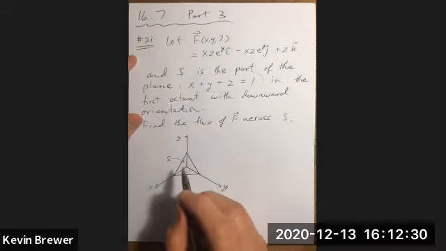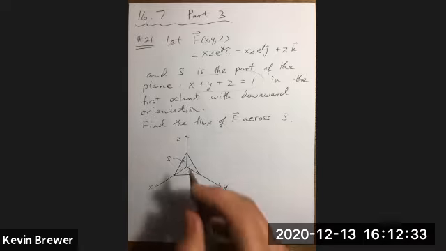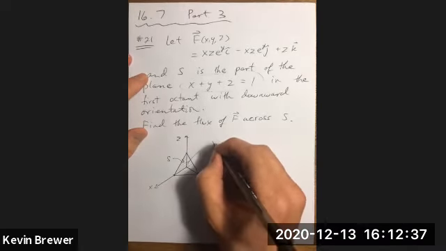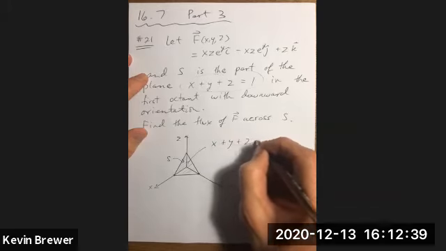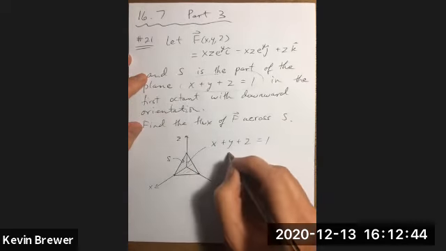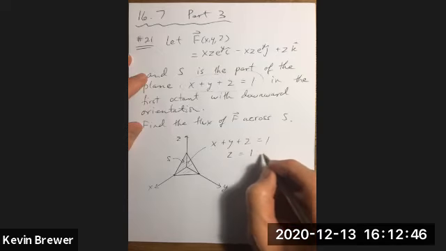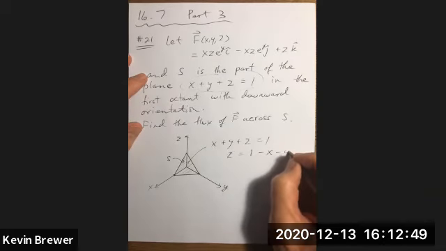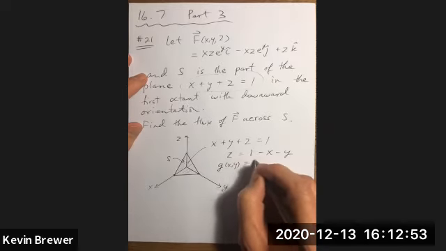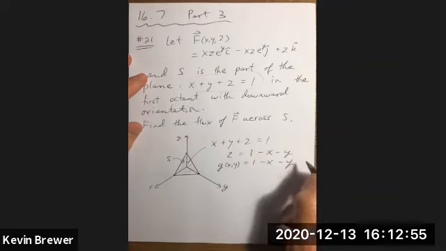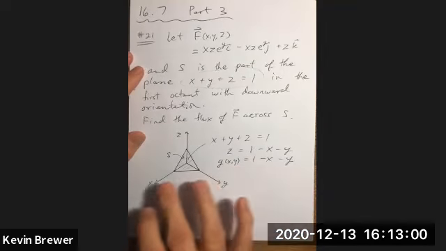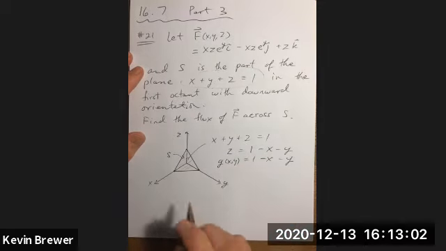Well, this is a case where Z is a function of X and Y. So Z equals 1 minus X minus Y. So that's what we earlier called G. And so we can use this formula in our computation.